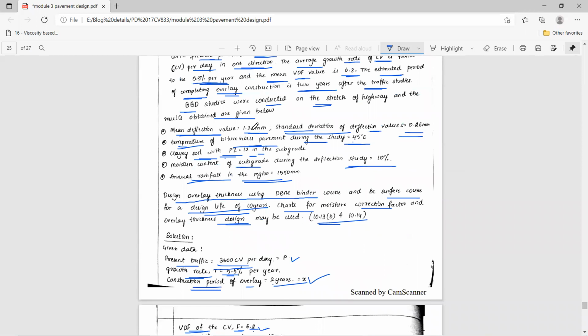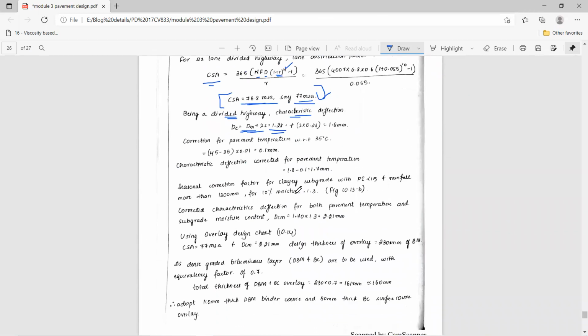You can observe the mean deflection value is 1.28, which he has given in the problem. The standard deviation is 0.26. So I use 2 into 0.26, that is equal to 1.8 mm.